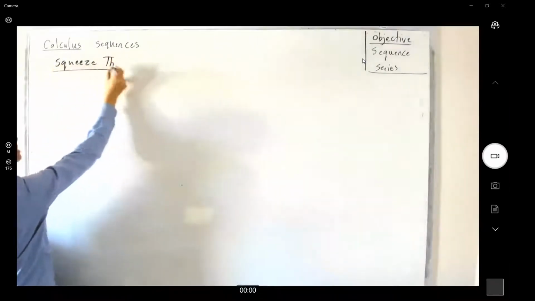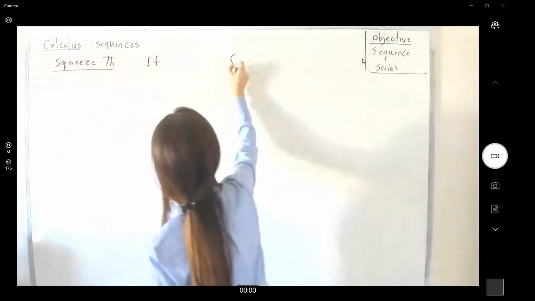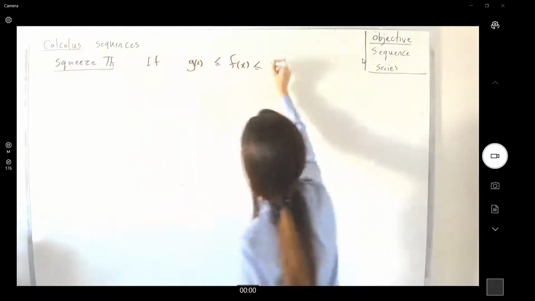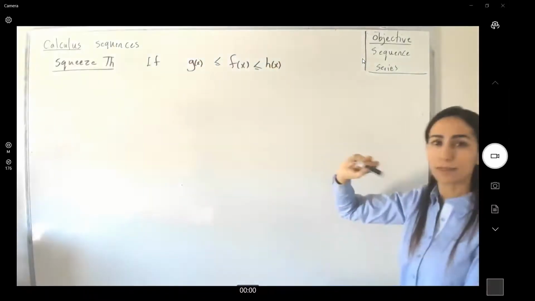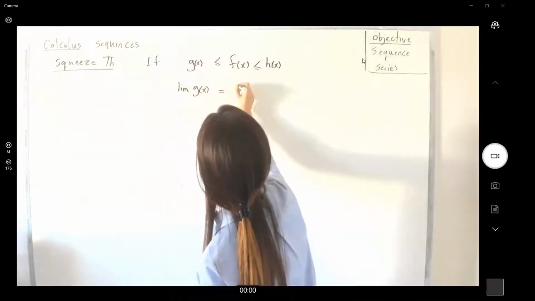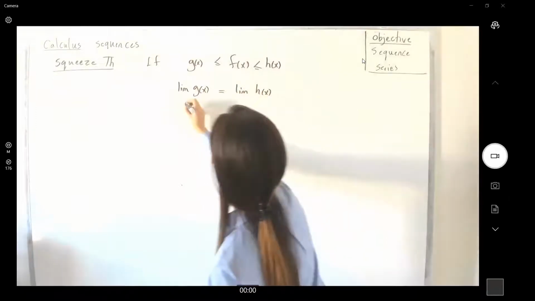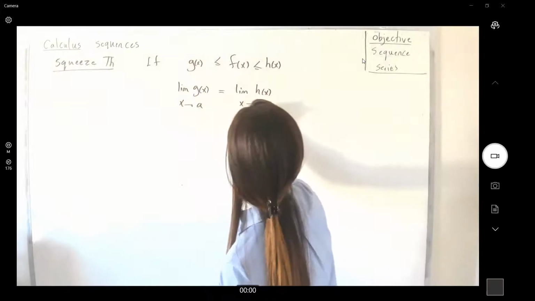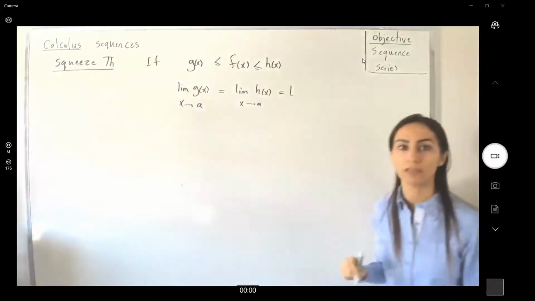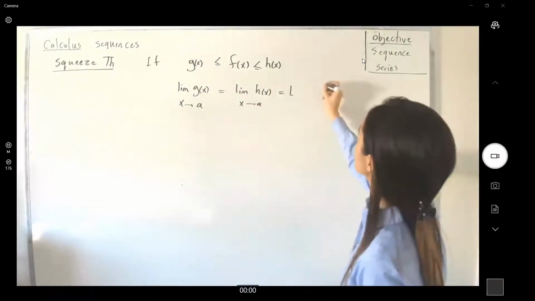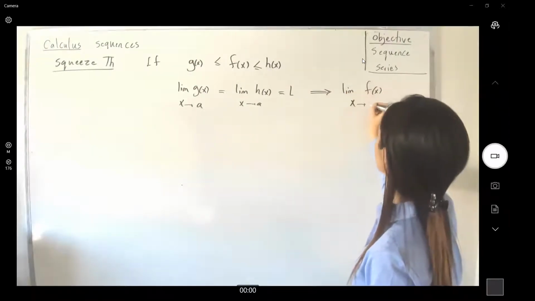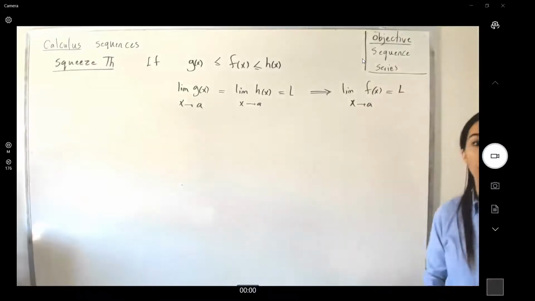The squeeze theorem says if f of x is sandwiched between two functions, like g of x and h of x, and suppose the limit of g of x is equal to the limit of h of x while x goes to a, and they are both equal to L. So the limit of the boundaries are equal to L. The squeeze theorem says then you can conclude that the limit of the middle function while x goes to a is also L.